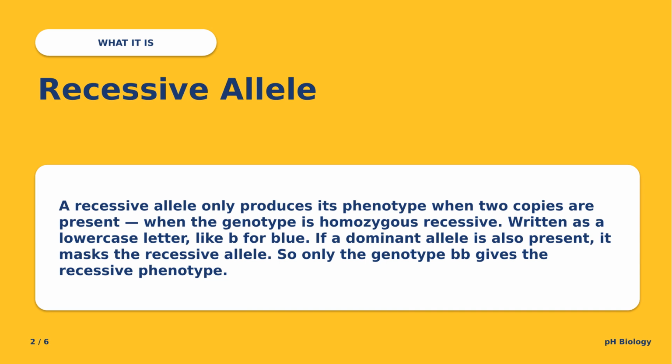A recessive allele only produces its phenotype when two copies are present, when the genotype is homozygous recessive. Written as a lowercase letter, like lowercase b for blue, if a dominant allele is also present, it masks the recessive allele. So only the genotype lowercase b lowercase b gives the recessive phenotype.